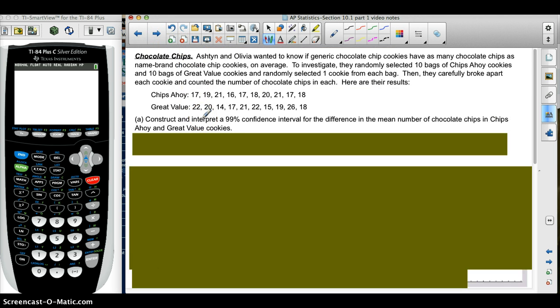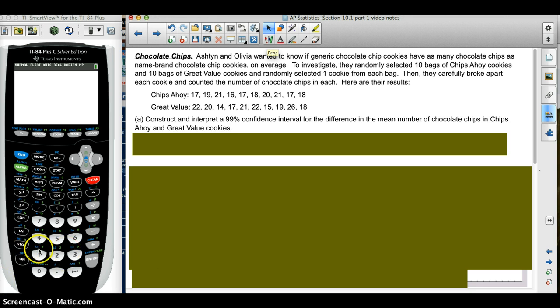So let's say that Ashton and Olivia wanted to know if generic chocolate chip cookies have as many chocolate chips as name brand chocolate chip cookies on average. To investigate, they randomly selected 10 bags of Chips Ahoy cookies and 10 bags of Great Value cookies. Remember, that's Walmart's brand. And they randomly selected one cookie from each bag. Then they carefully broke apart each cookie and counted the number of chocolate chips. And here you have a table with all of the values. We want to construct and interpret a 99% confidence interval for the difference in the mean number of chocolate chips in Chips Ahoy and Great Value cookies.